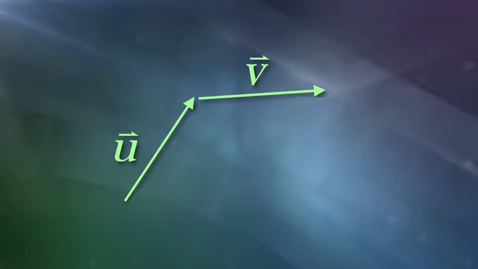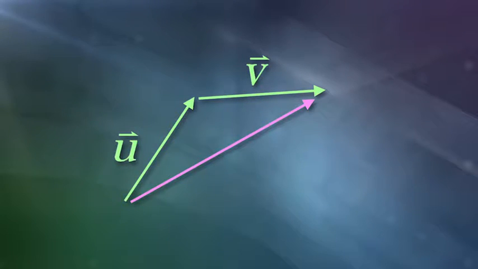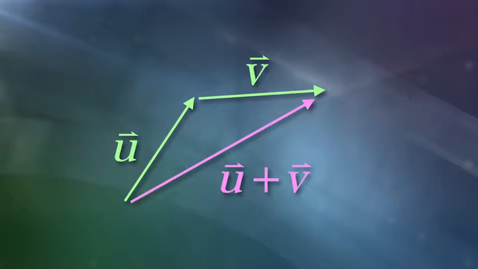To add two vectors, u and v, geometrically, you place the tail of v at the head of u, and look at the arrow formed by moving from the tail of u to the head of v. This is the vector u plus v. You can convince yourself that the order of u and v doesn't matter. If you add v and u, you get the same result. So vector addition is what's called commutative. The order of addition doesn't matter.